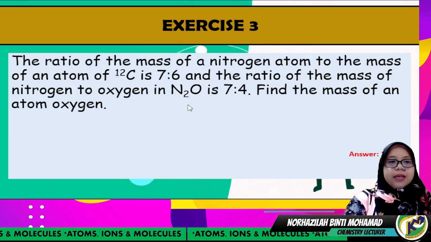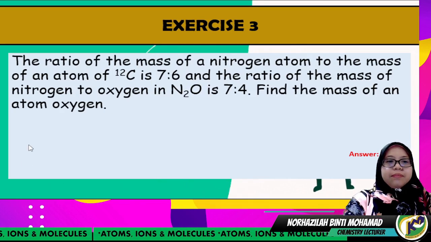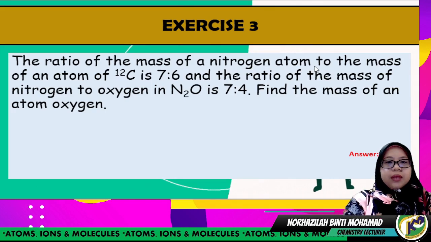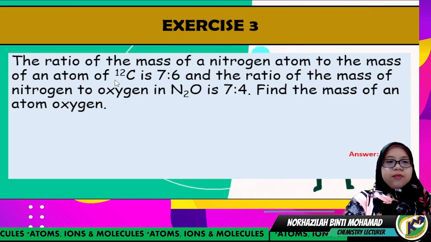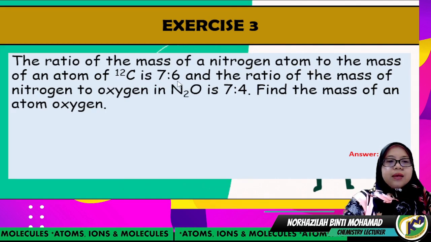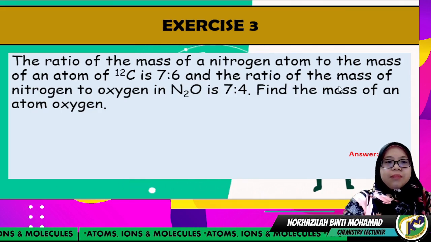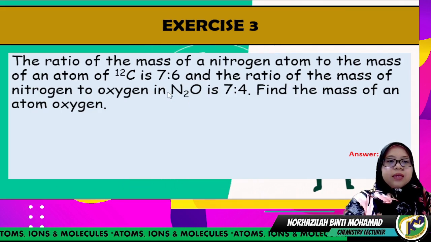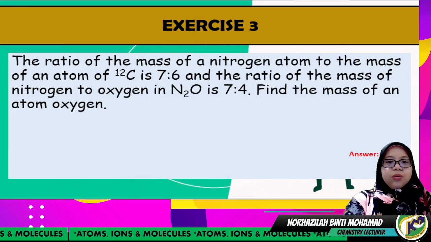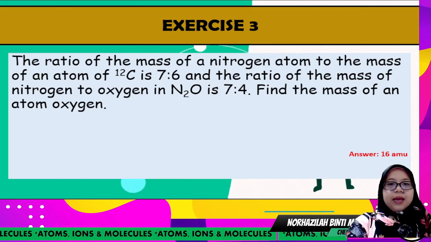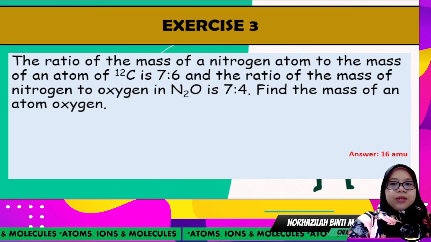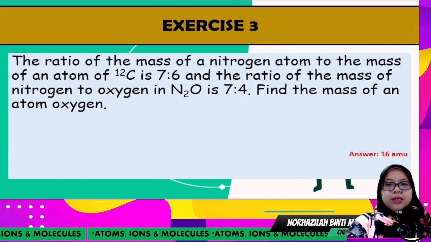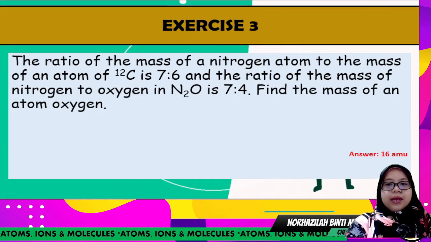So, for exercise 3, the ratio of the mass of a nitrogen atom to the mass of an atom of carbon-12 is 7:6. And the ratio of the mass of nitrogen to oxygen in N2O is 7:4. Find the mass of an oxygen atom. So, the answer is 16 AMU. So, make sure that you show the calculation to get the 16 AMU.